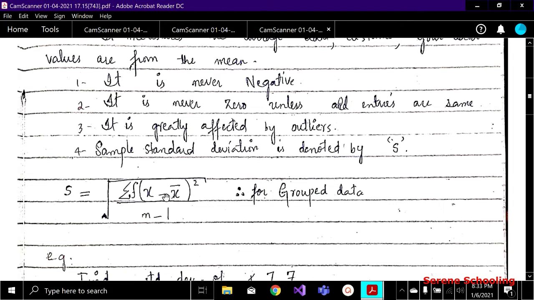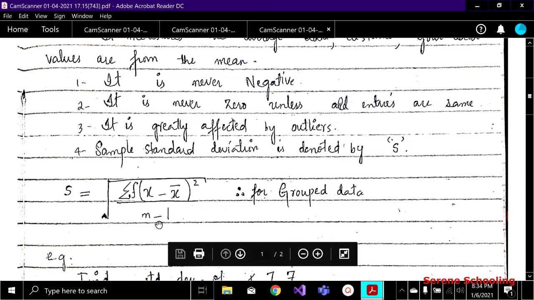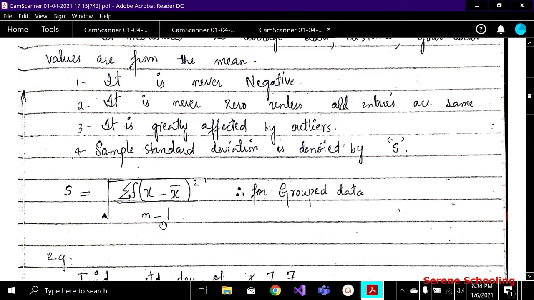Like firstly we solve this part, then we take the square of all the values, then we multiply with frequency, and then we take its sum divided by n minus 1. N means the total number of values, that is sigma f minus 1. This is for grouped data, but you can also use this for ungrouped data.